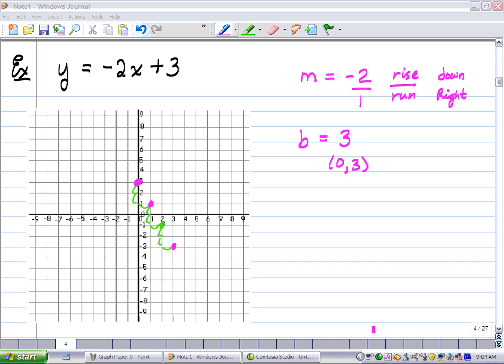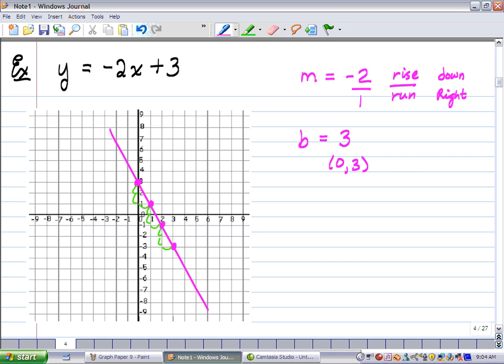Let me go ahead and draw my line through here. Oops, I didn't draw. Let me try again. There's my line. So that was a quicker way of drawing a line. Remember, I can use the intercept method when the x and y are on the same side. I can use this slope intercept method. It's called slope intercept when y is on a side by itself.